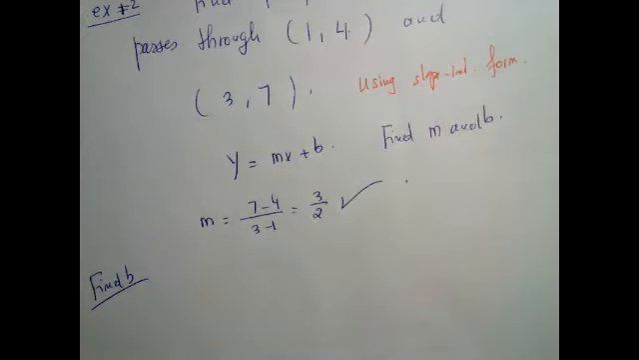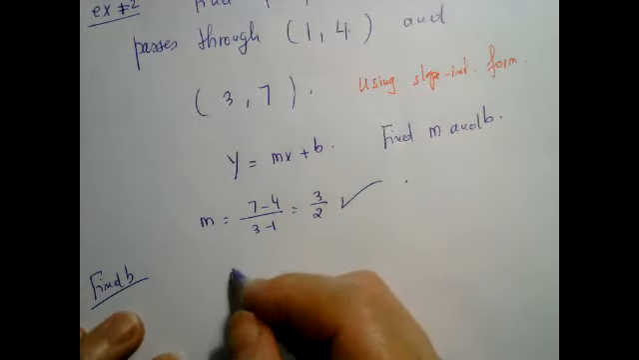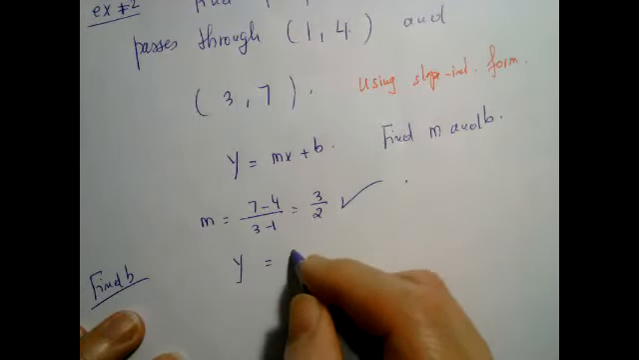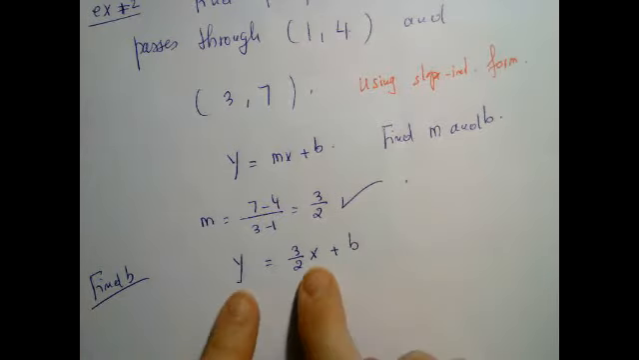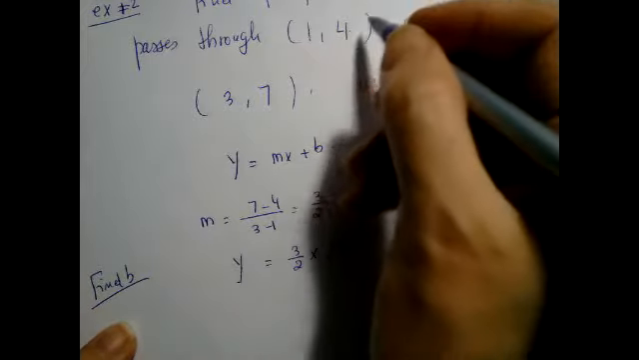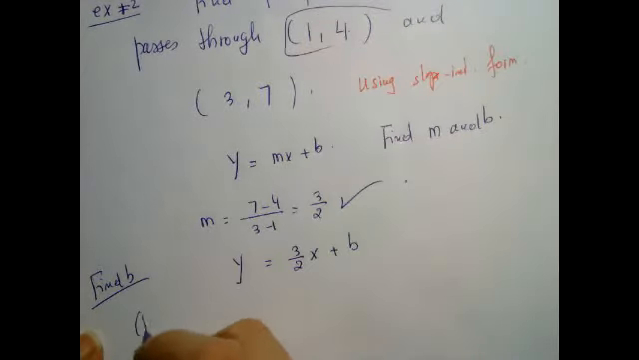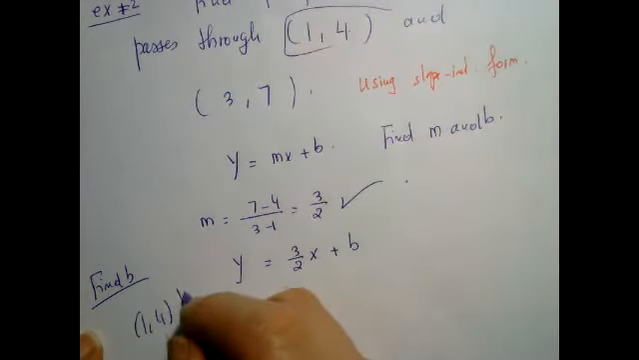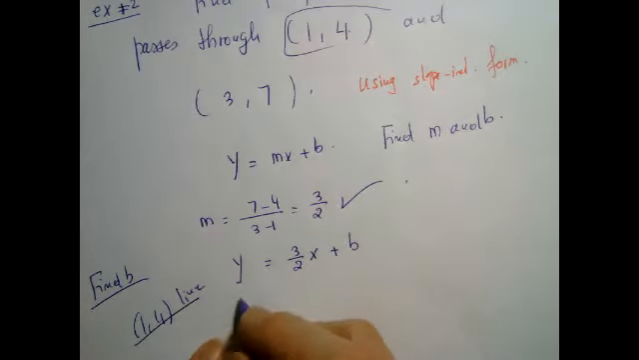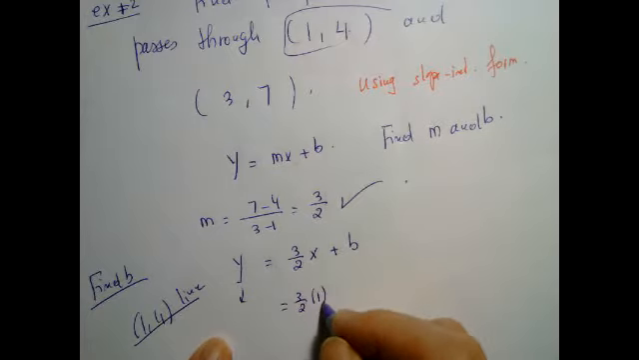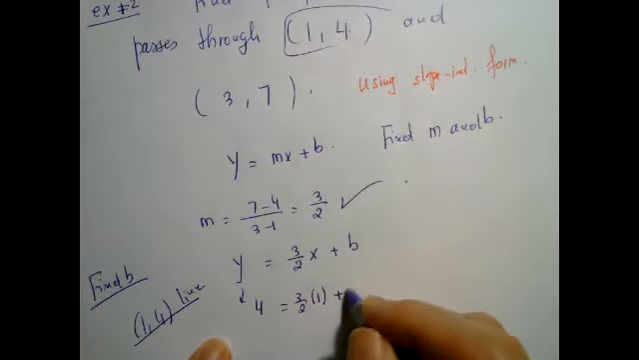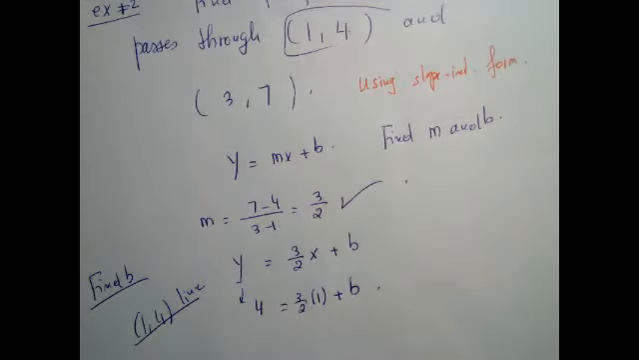Okay, now I need to find the b. The way we do it is that's the relationship between the coordinates of any point on the line. B is my unknown, but the point (1, 4) is on the line. It means if I plug in 1 for x and 4 for y, this equation should be satisfied. And I use that to give me the b.